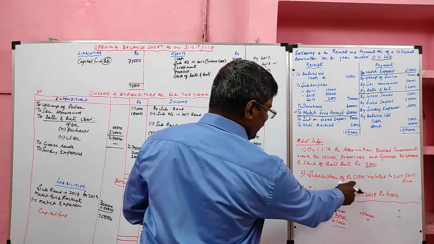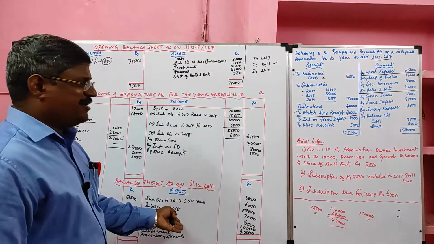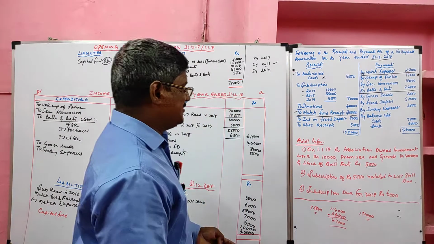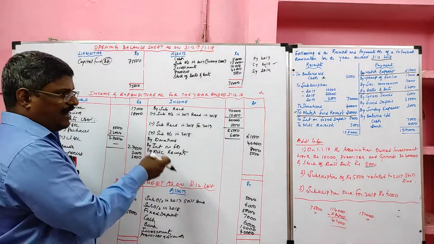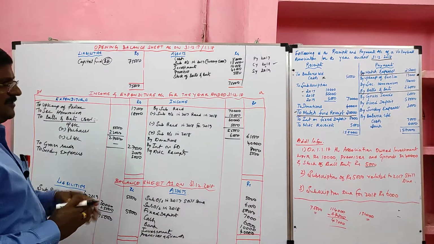Then subscription of 5,000 related to 2017 still due. What we have to do, it will be recorded in the closing balance sheet asset side. Subscription due for the current year 6,000. What we have to do, add with the subscription received in the income side, and it should be recorded in the asset side. Now I am going to close income and expenditure account.